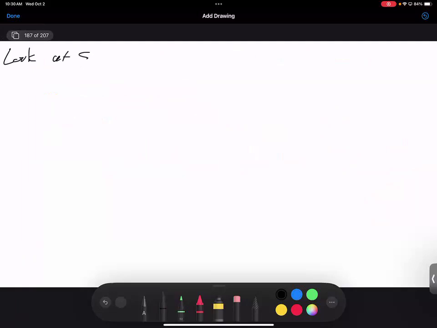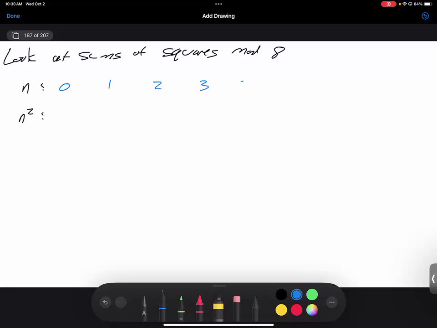Look at sums of squares mod 8. So here's n squared. So 0, 1, 2, 3, 4, 5, 6, 7, 8. 0 squared is 0, 1 squared is 1, 2 squared is 4, 3 squared is 9, which is the same as 1. 4 squared is 0. 5 is the same as 8 minus 3. And so when I square things, the minus sign doesn't matter. So 8 minus 3 squared is the same as 3 squared, which is the same as 1. So I just write things in reverse order now.